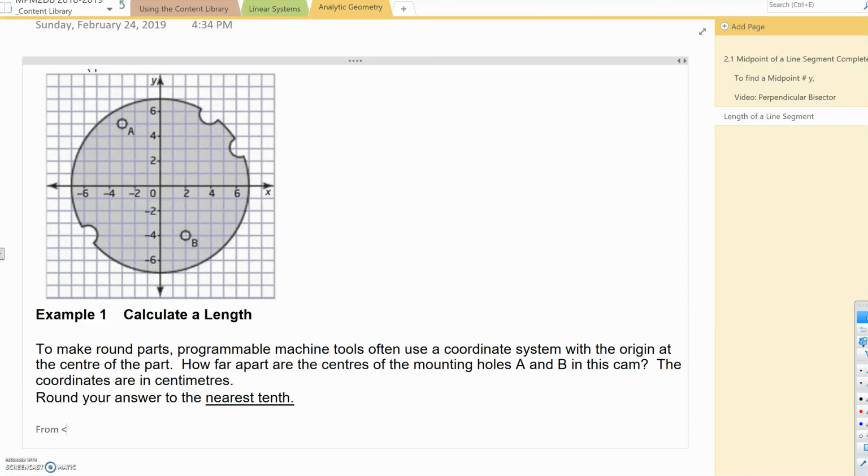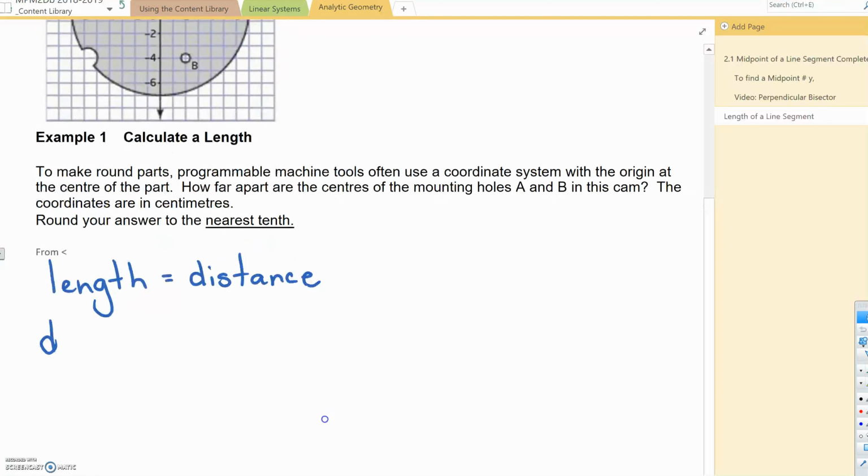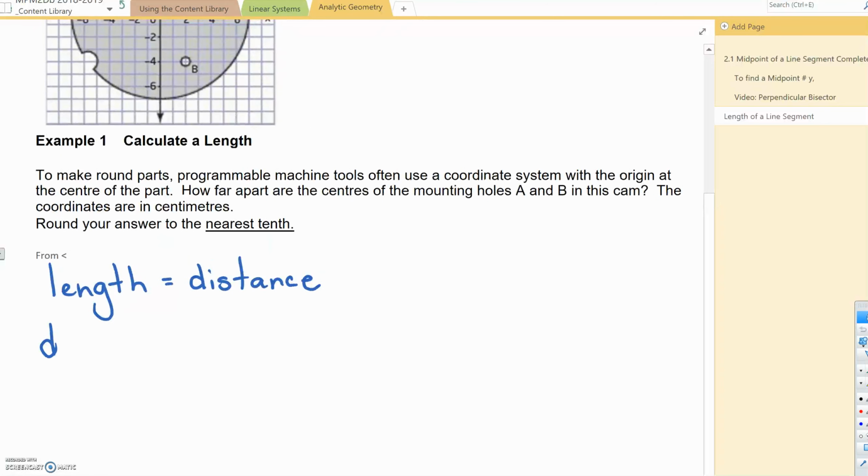So there's just a formula for length. All you need to know is that the length is equal. By the way, when I say length, it's the same thing as saying the distance. So if it asks for a distance, it's the length of something. I use the lowercase letter d for distance, and we're trying to find the distance from A to B, so we need to make sure that we write that down.